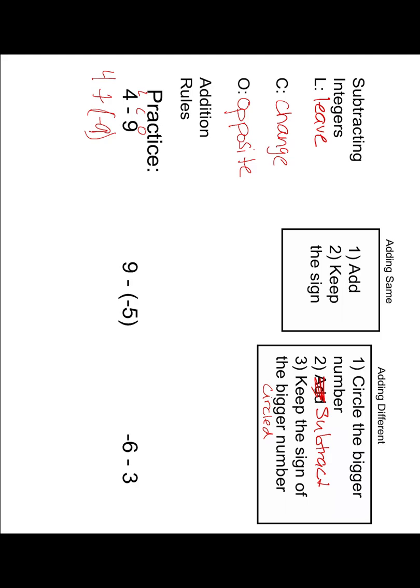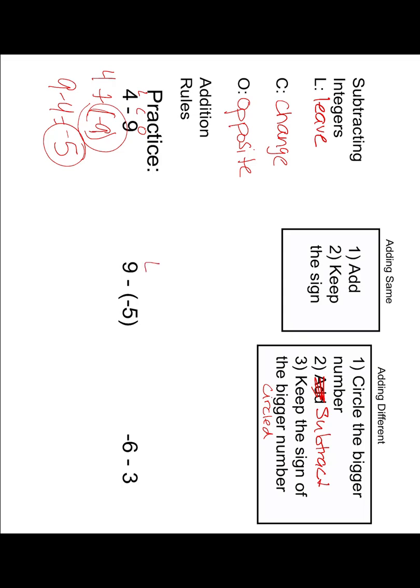Adding with different signs. So we are going to circle the bigger number. Subtract, we get 5. Use the sign of the circled number. 9's negative, 5's negative, so your answer is -5.